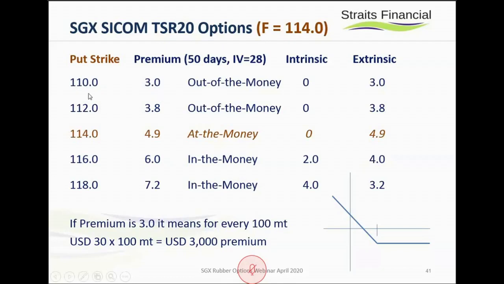All right. So let's say if you expect the market to go down, then you buy a put option and you pay the premium here. So let's say you choose this option, you think the market is going to go below 110, the rubber price, and you pay 3 cents per kilo. So 3 is $30 times 100 tons is $3,000 premium. So the premium that you pay here is 3,000, and the strike price you choose is 110 if you are bearish. All right.